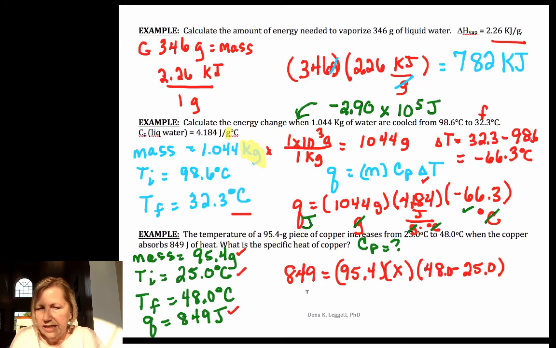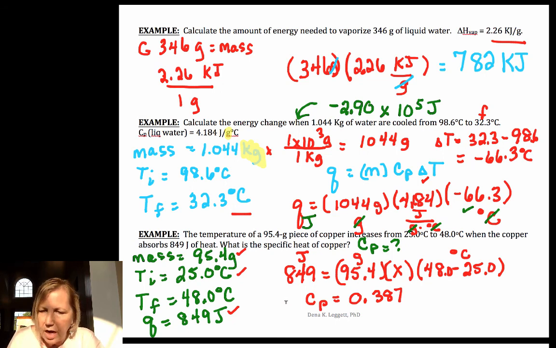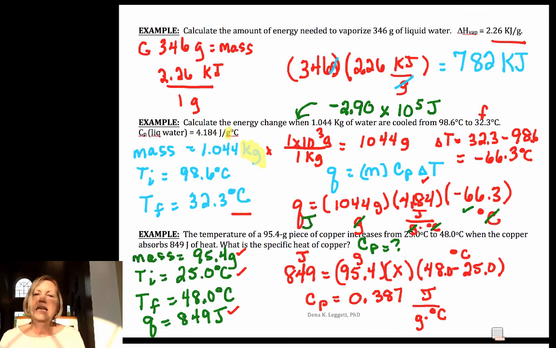So my final answer, X, or my heat capacity, is 0.387. And I had joules. I divided it by grams, and I divided it by degrees Celsius. These are multiplied here, so my opposite operation will be division. So I had joules, I divided it by grams and degrees Celsius, and that would be my heat capacity.